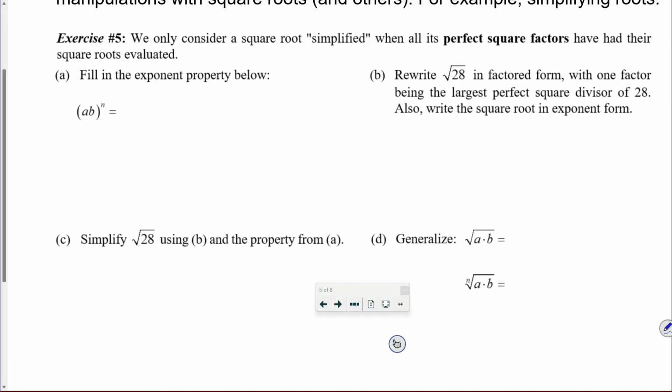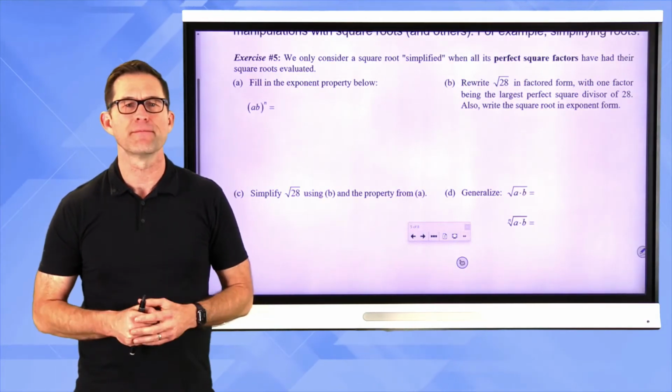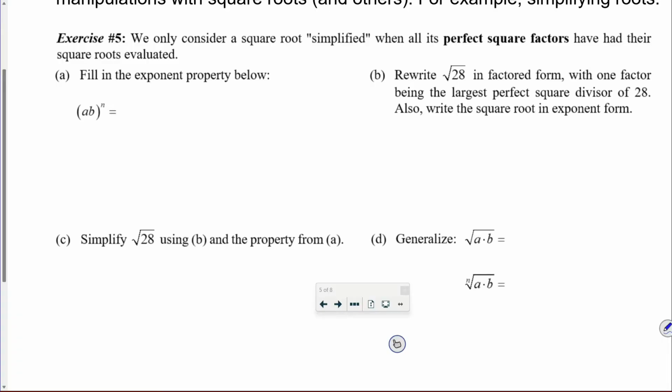We only consider a square root "simplified" when all its perfect square factors have had their square roots evaluated. All right, so let's work up to this. Letter A. Fill in the exponent property below, (ab) raised to the nth power.